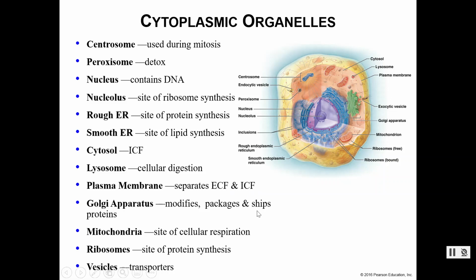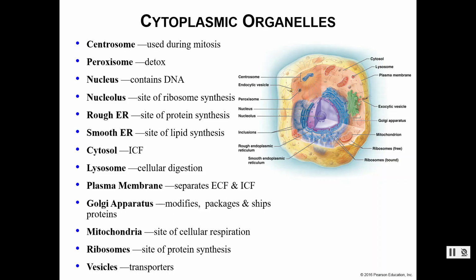Your Golgi apparatus is kind of like FedEx or UPS. It modifies, packages, and ships proteins. So once you create a protein on your rough ER, you send it to the Golgi. It modifies it, makes sure that it is fully functional, and packs it and ships it off to wherever it needs to go. Some proteins stay inside of your cell to function, but some proteins will actually have to leave your cell to go do their job somewhere else.